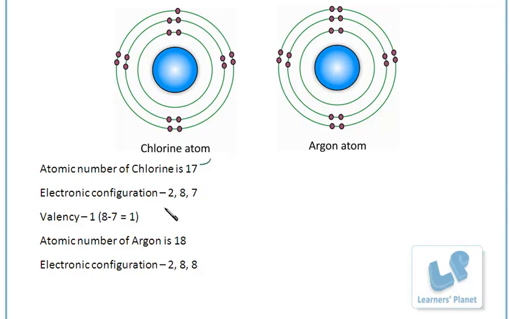So this is the chlorine atom. The atomic number of chlorine is 17. The electronic configuration is 2, 8 and 7. So what will be the valency? The valency is 1. Now it has 7 electrons in its outermost shell. So what can it do? It can accept 1 electron and attain the noble gas configuration, or complete its octet, that is 2, 8, 8, and form the chloride ion.